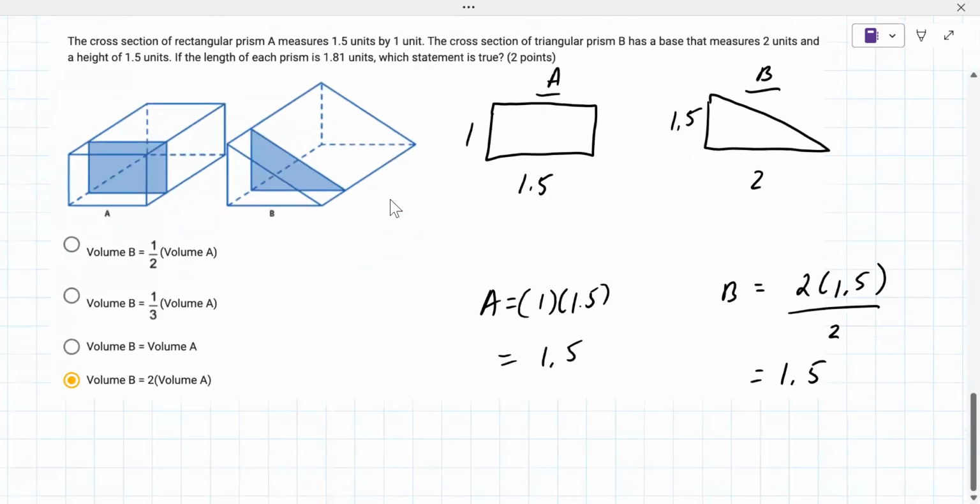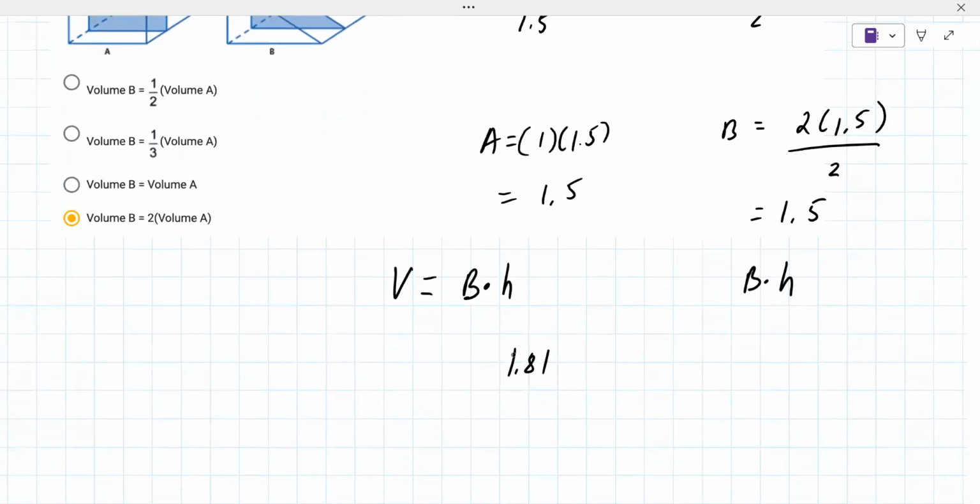Yeah. Okay, so the volume is the cross-sectional area times the height. Now, we know the height. The height in this case is the length. The height represents the distance extended. In both cases, it's 1.81. Oh, so it is the exact same. Yeah, and the bases in both are 1.5 and 1.5, so the volumes must be the same.